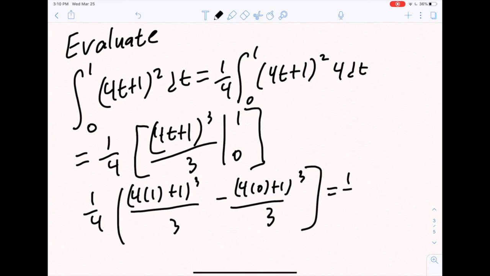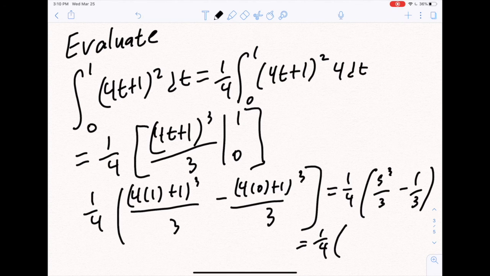And so this will be 1/4 times 5 cubed over 3 minus 1 over 3, which is 1/4 times 125 over 3 minus 1 over 3, which gets you 124 over 3, which works out to be 31 over 3.